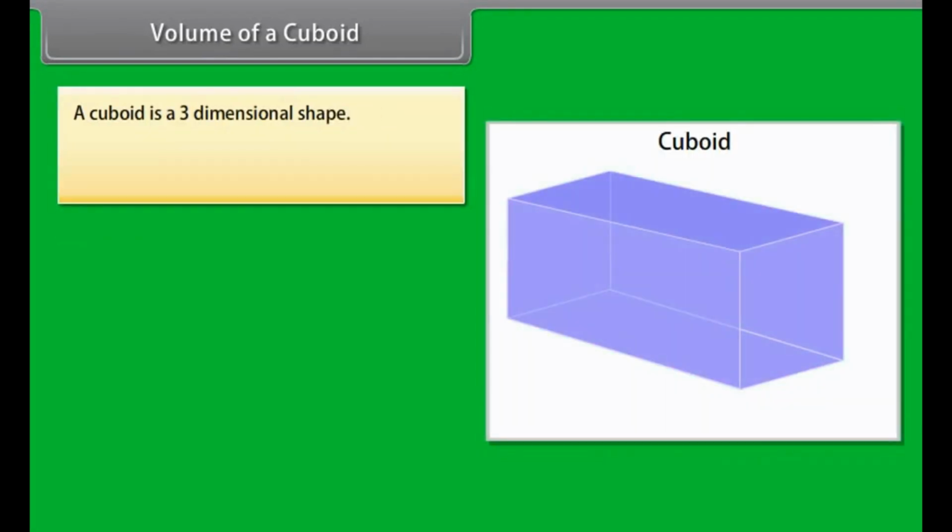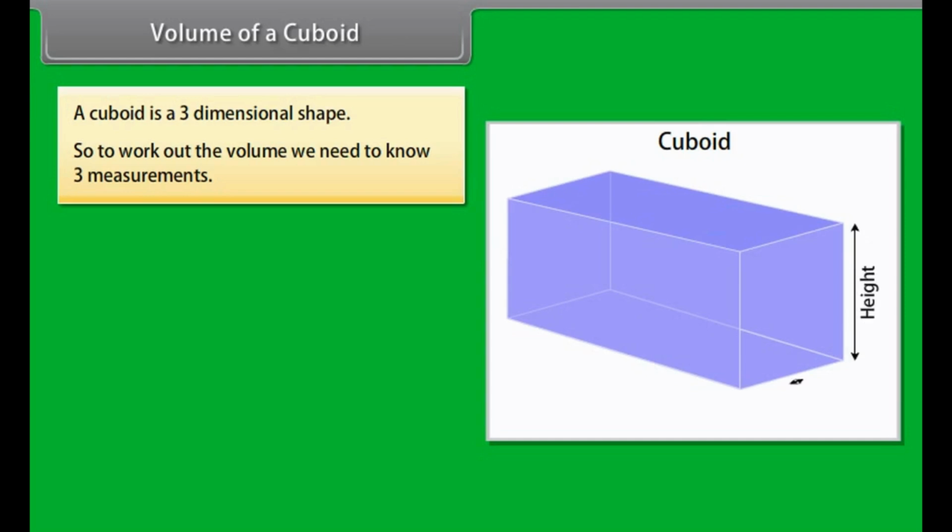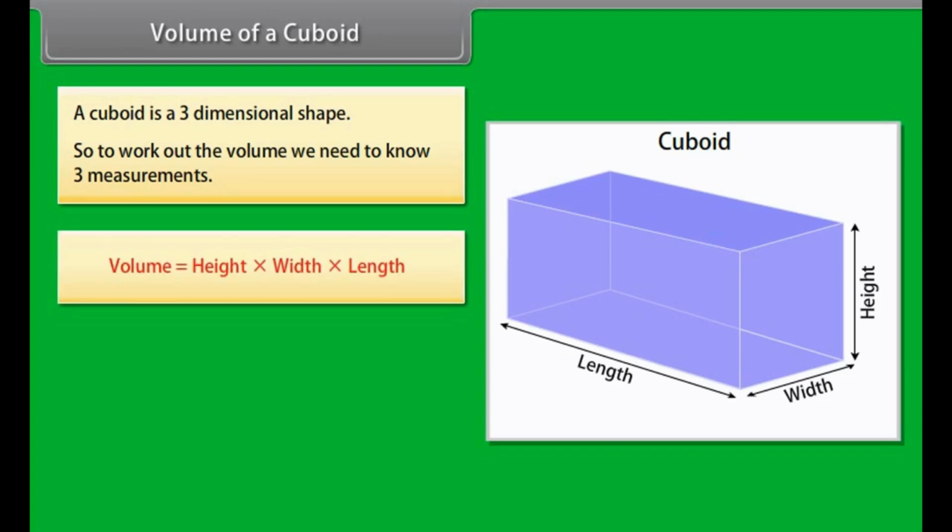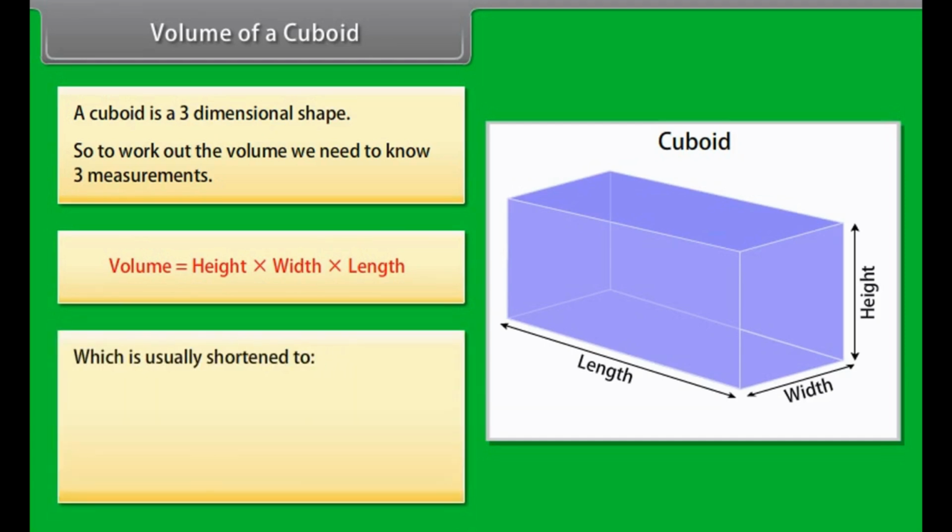Volume of a cuboid. A cuboid is a three-dimensional shape. So, to work out the volume, we need to know three measurements. Look at this shape. There are three different measurements: height, width, length. The volume is found using the formula, which is height into width into length, which is usually shortened to V as h into w into l, or more simply, V is equal to LWH.